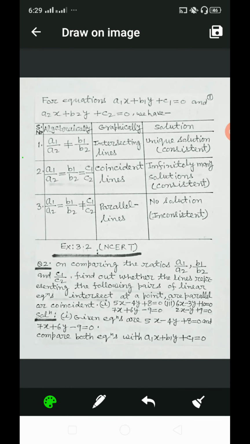Today, through the video, I am going to discuss the solution of a pair of linear equations in two variables algebraically and graphically.